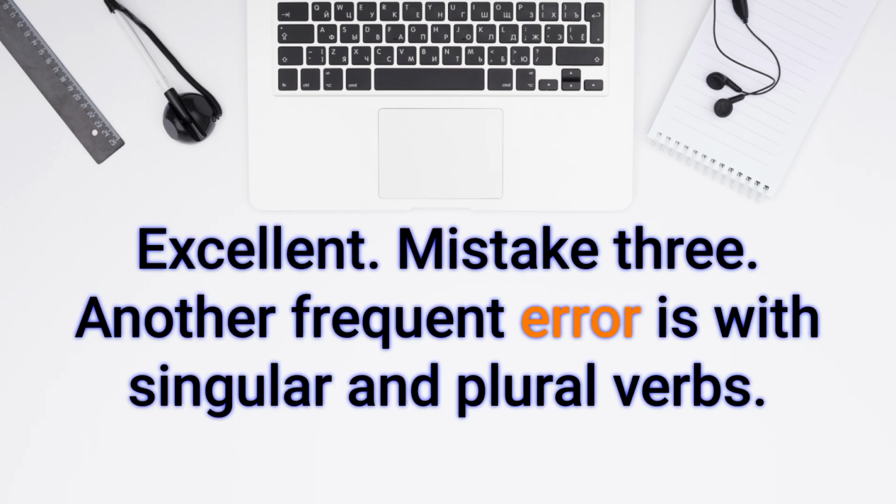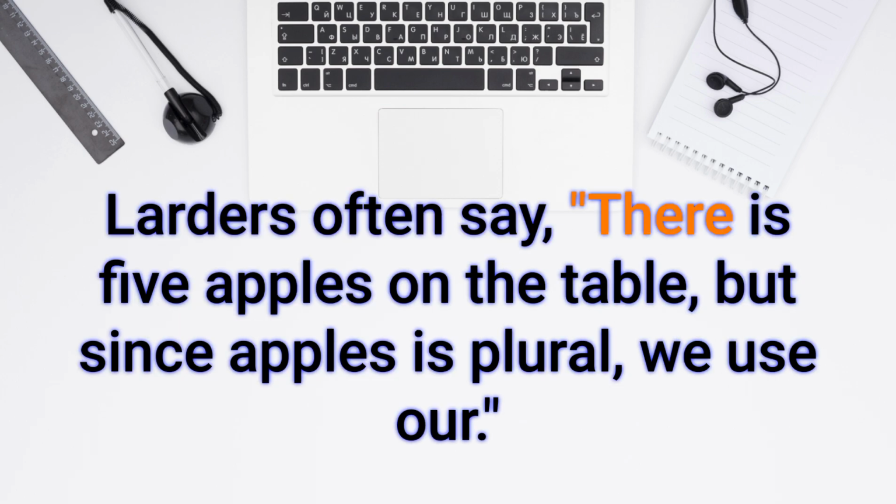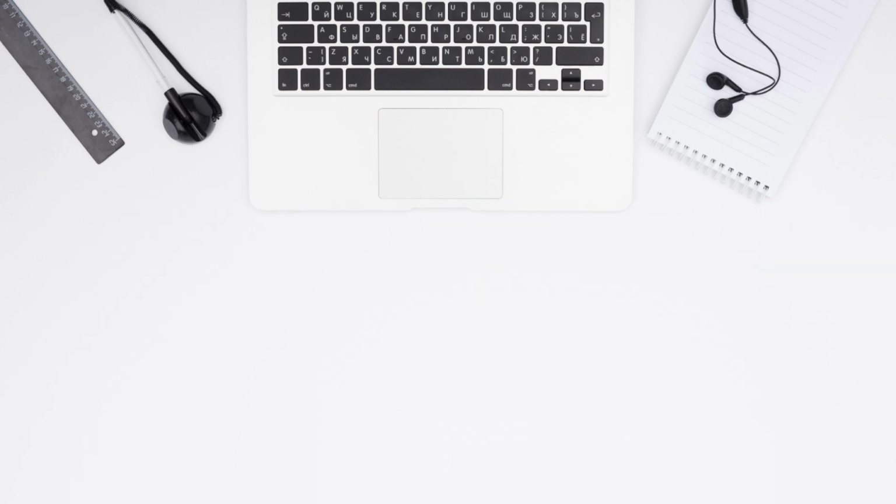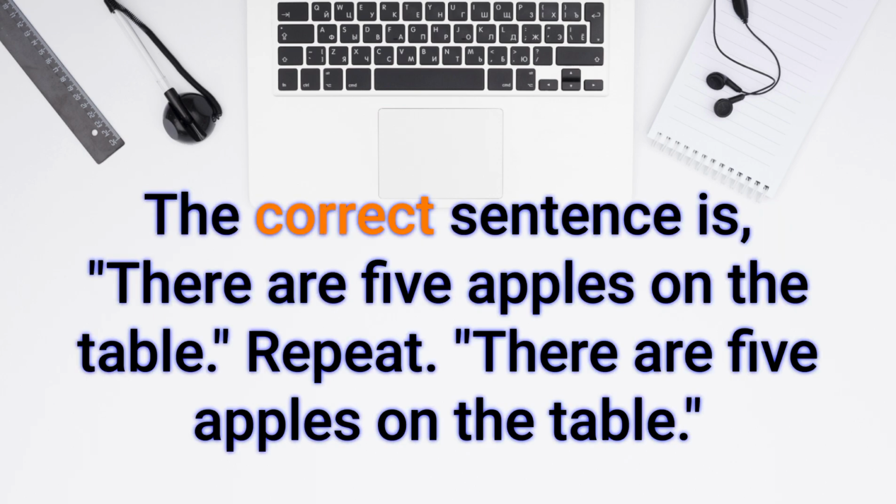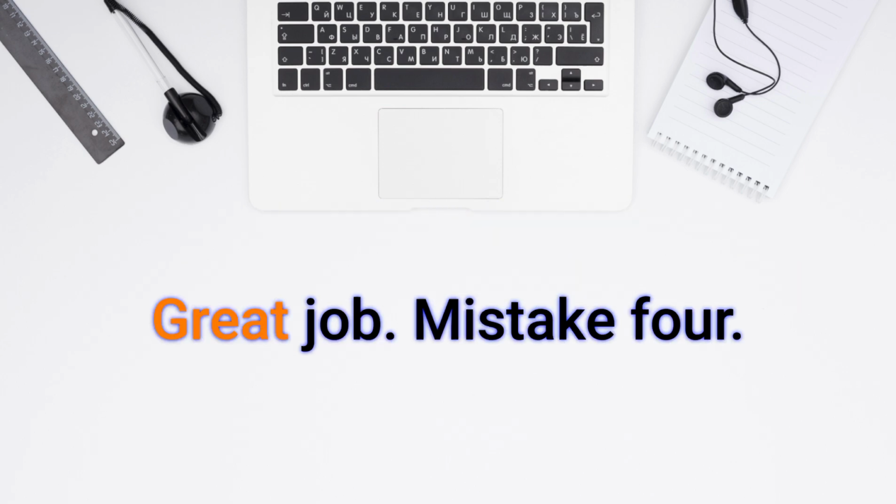Mistake 3. Another frequent error is with singular and plural verbs. Learners often say, there is 5 apples on the table. But since apples is plural, we use are. The correct sentence is, there are 5 apples on the table. Repeat, there are 5 apples on the table.